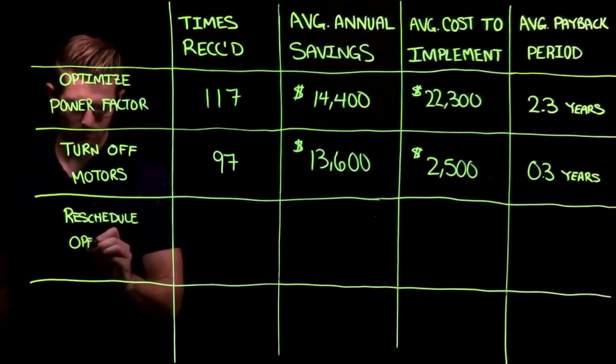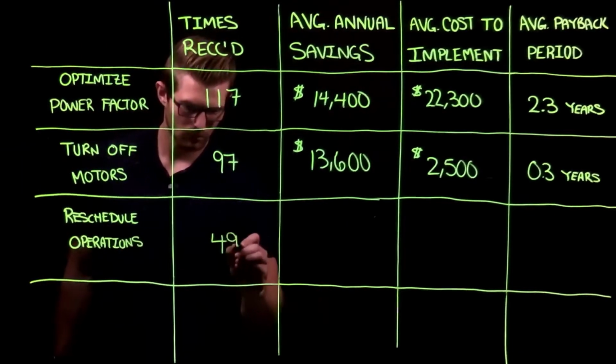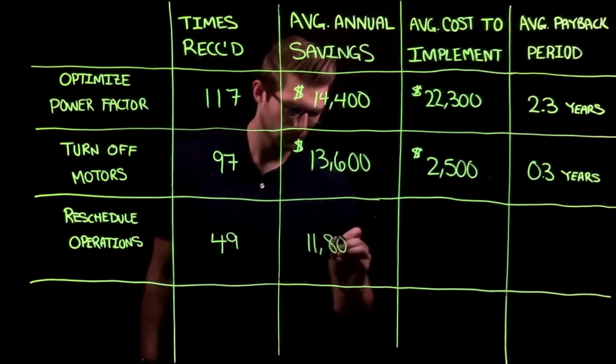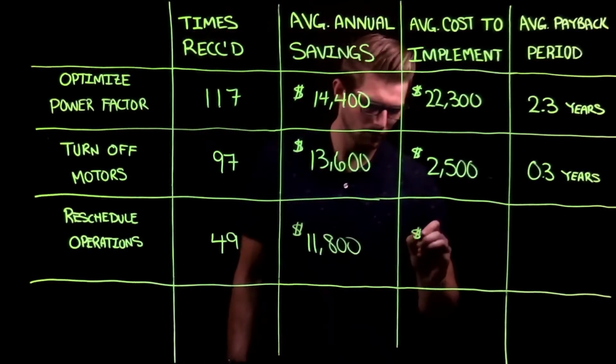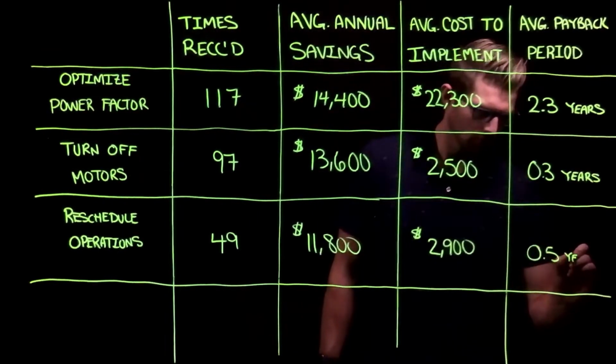This reduction method has been recommended 49 times in recent years, with an average annual saving of $11,800 and an average implementation cost of $2,900 and typical payback period of only 6 months. This recommendation is worth your attention.